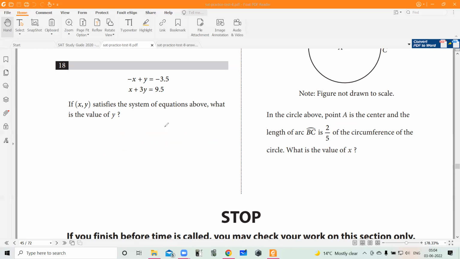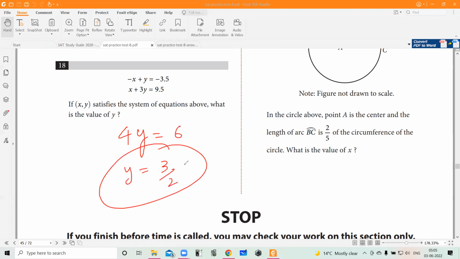So how can you calculate that y coordinate? Well, you just solve the system of equations, which gives 4y equal to 6. So 4y equals 6, and y is equal to 3/2. And that's the answer.